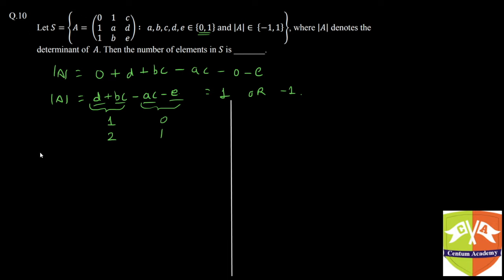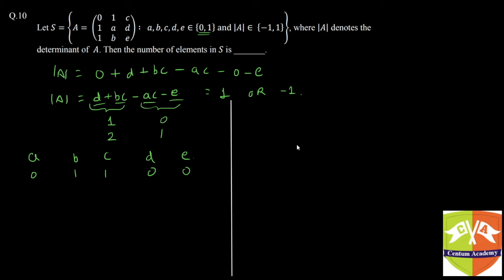So corresponding to these, let me write a table of values of A, B, C, D and E, so that D plus BC is 1 and AC plus E is 0. So D plus BC is 1. One of the ways could be D is 0 and BC is 1. So if D is 0 and BC is 1, both B and C will have to be 1. And now both of these should be 0. So E must be 0. And C is 1, so A also has to be 0. So this is one way when BC is 1. Any other way when BC is 1 and D is 0? Well, when BC is 1, D is 0.